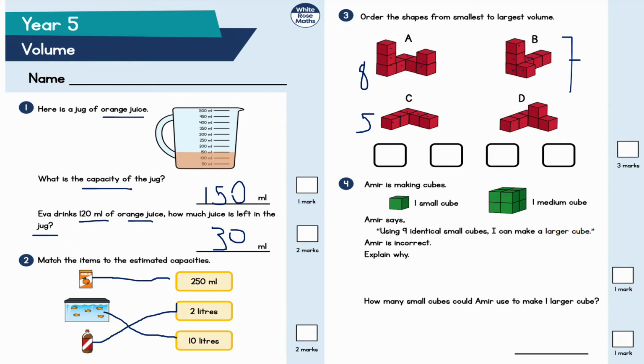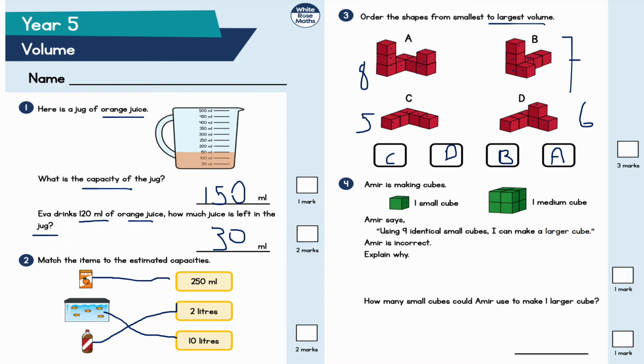2, 3, 4, 5, 6. So from smallest to largest, it's C, then D, then B, then A, by counting the number of square cubes. Because obviously volume is the amount of space that it takes, essentially.